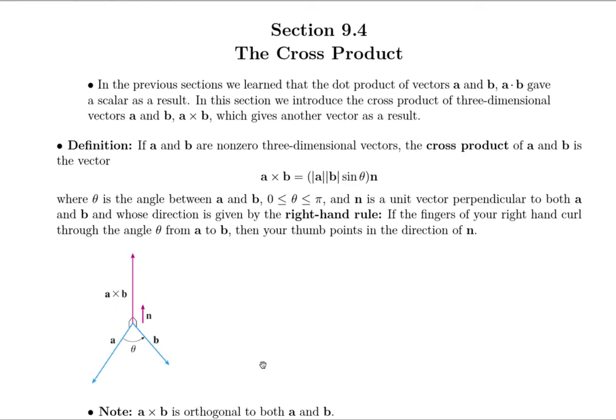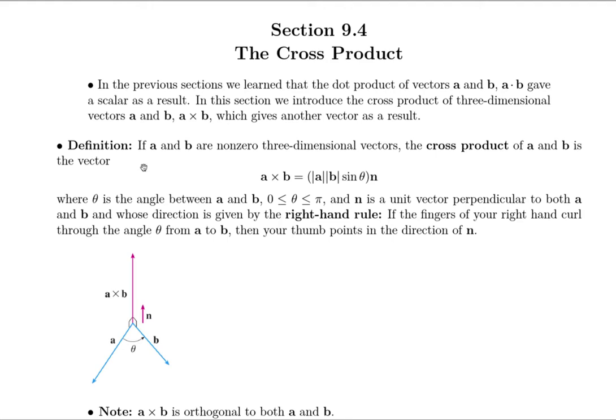In section 9.4, we're going to introduce a different type of product from the previous section. In the previous section we learned about the dot product, which was a way of taking the product of two vectors that yielded a scalar, right? It just gave us a number, not another vector. Now we're going to talk about a type of product for two vectors that gives another vector.